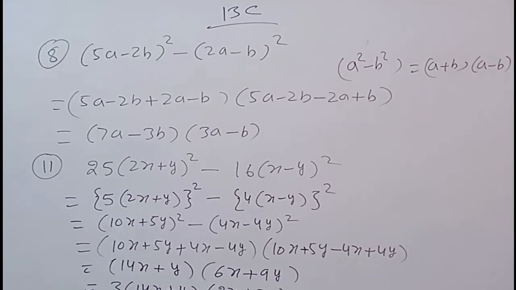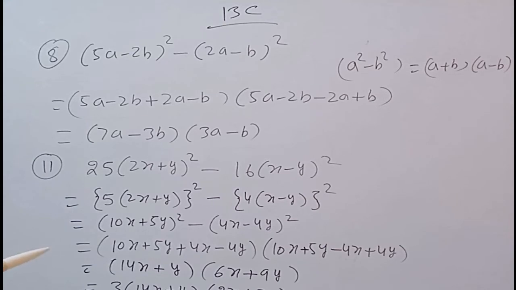Now question number 11, I am taking 25(2x plus y)² minus 16(x minus y)². Now put it in that manner: [5(2x plus y)]² minus [4(x minus y)]². Now multiplying 5 in the bracket, we get (10x plus 5y)² minus (4x minus 4y)². Now use the formula a² minus b²: (10x plus 5y plus 4x minus 4y)(10x plus 5y minus 4x plus 4y). Solving it, we get (14x plus y) and (6x plus 9y).